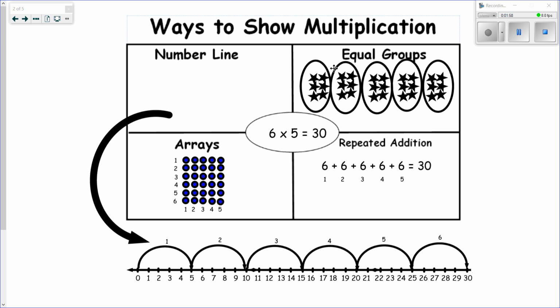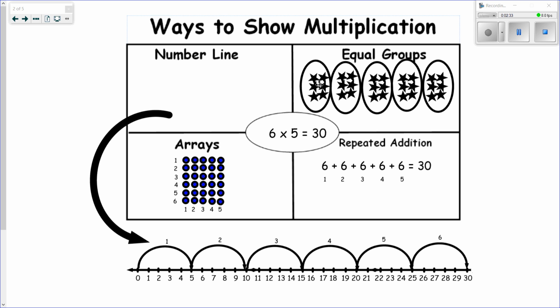Equal groups. So I've used stars again. I had to make them quite a bit smaller. You can't even see the yellow anymore. So the first number shows how many will be in each group. So as you can see, in each oval, there are six stars. The second number shows us how many groups we will have. In this case, five. So there's one, two, three, four, five groups, six in each group. Now, if you were to count all of the stars, you would then see that there are 30 stars here.